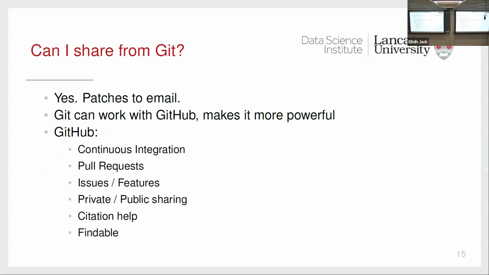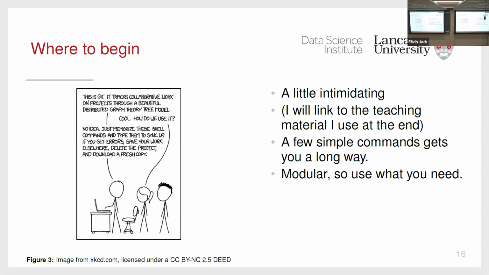As in, you can Google for someone's code and find it, as opposed to it being stuck on their computer and you've got to find the paper and then the academic and then find out which academic holds the code for the paper. Okay. So, where to begin? Git can be a little intimidating.